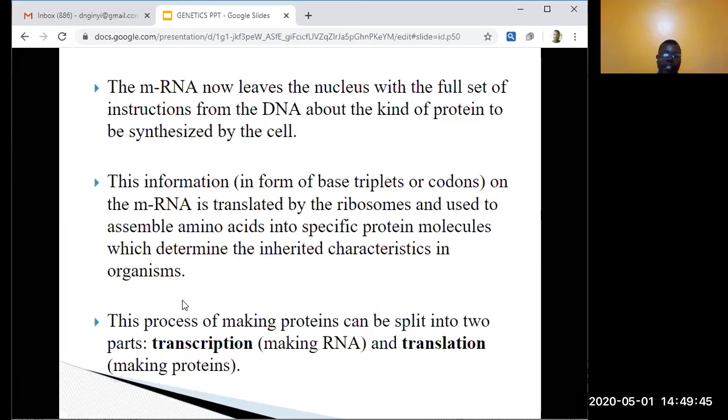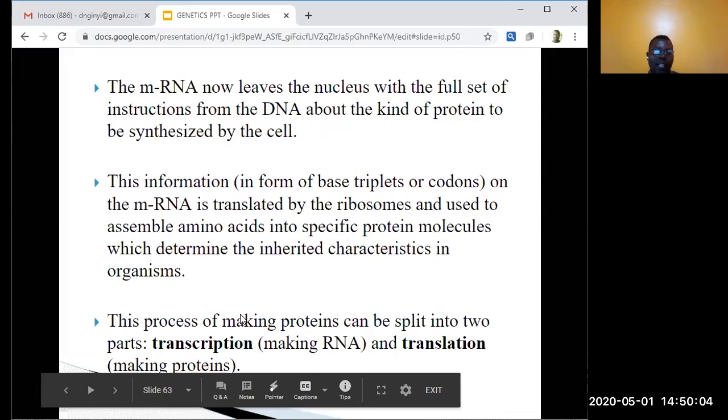Now, the process of making proteins can be split into two parts. Transcription means the making of RNA. Then translation is the process of making proteins, following the instructions carried on the messenger RNA. That's why I said we need to understand the three terms: replication, transcription, and translation.